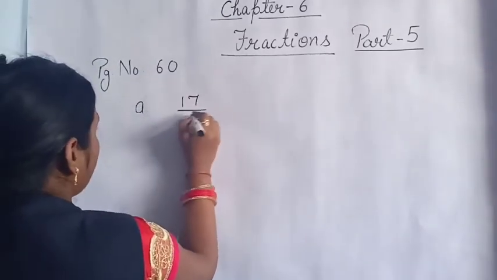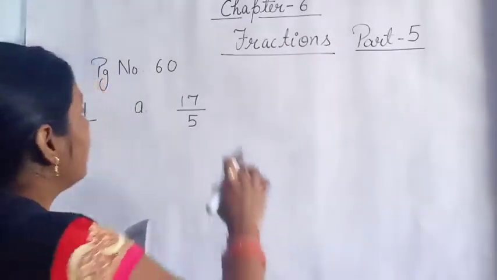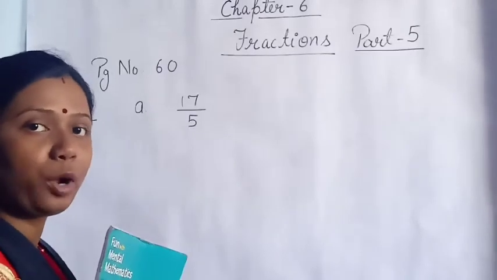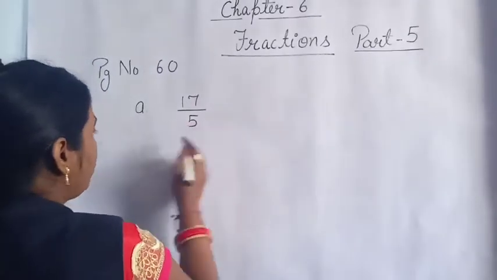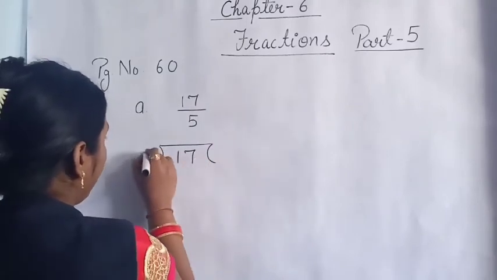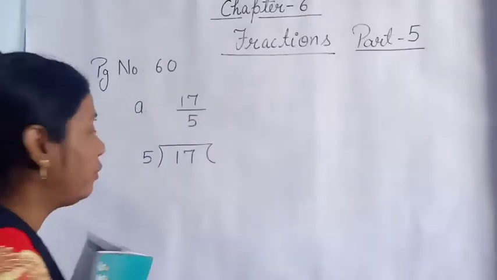The question is 17 upon 5. Clearly, it is an improper fraction because the numerator is greater than the denominator. So, to convert this improper fraction into a mixed fraction, we will divide 17 by 5.